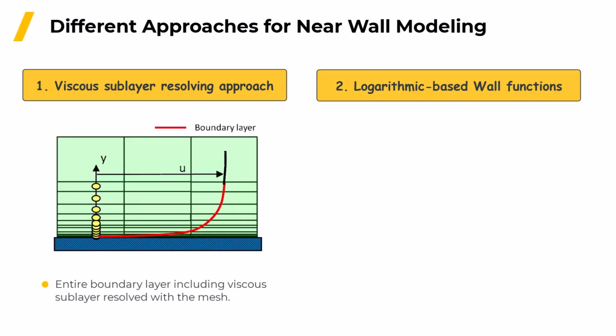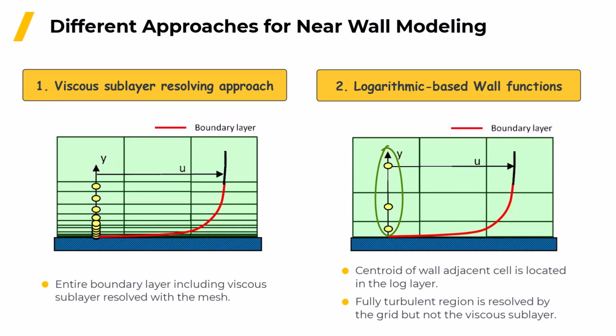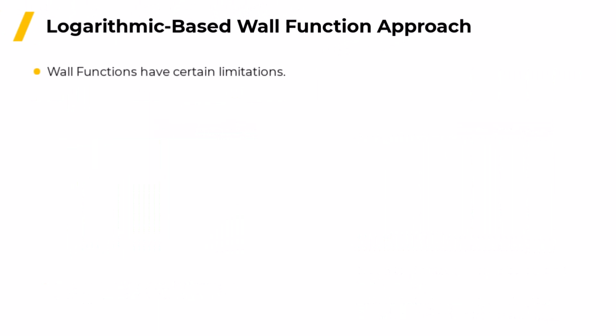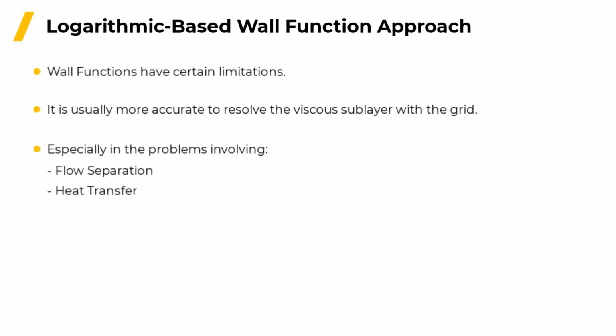The way it works is that the first grid point is located in the log layer, and empirical functions are used to impose suitable conditions close to the wall without having to resolve all the way through the viscous sublayer with the mesh. The two methods are shown here side by side for comparison. You can see that if wall functions are used, then comparatively fewer grid points are needed in the boundary layer. From this, it might be tempting to conclude that wall functions are always better, because you don't need as many grid points. But unfortunately, wall functions have certain limitations, and for that reason, it's usually more accurate to resolve the viscous sublayer with the grid, especially in problems involving flow separation or heat transfer.